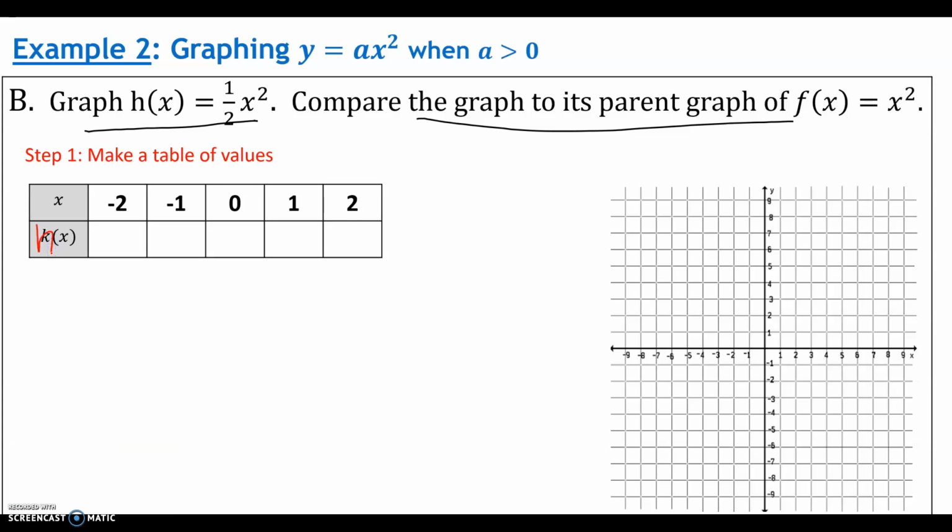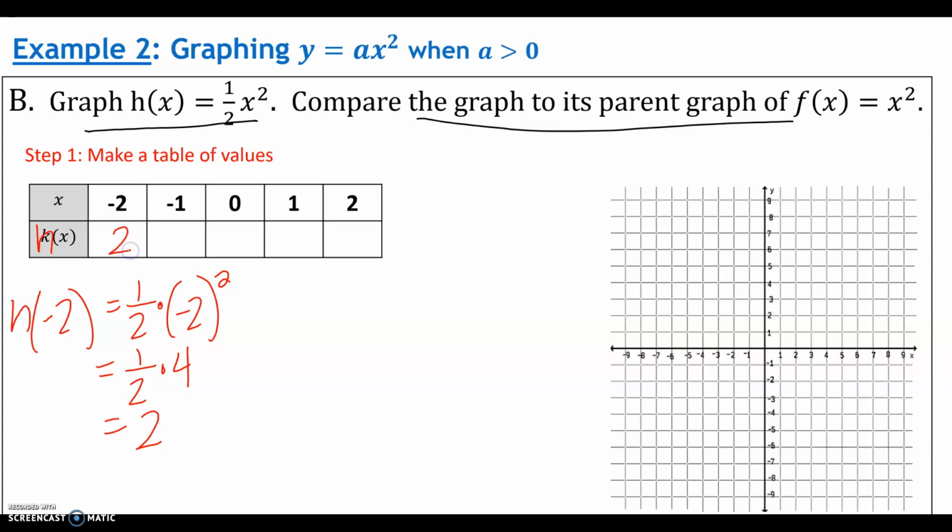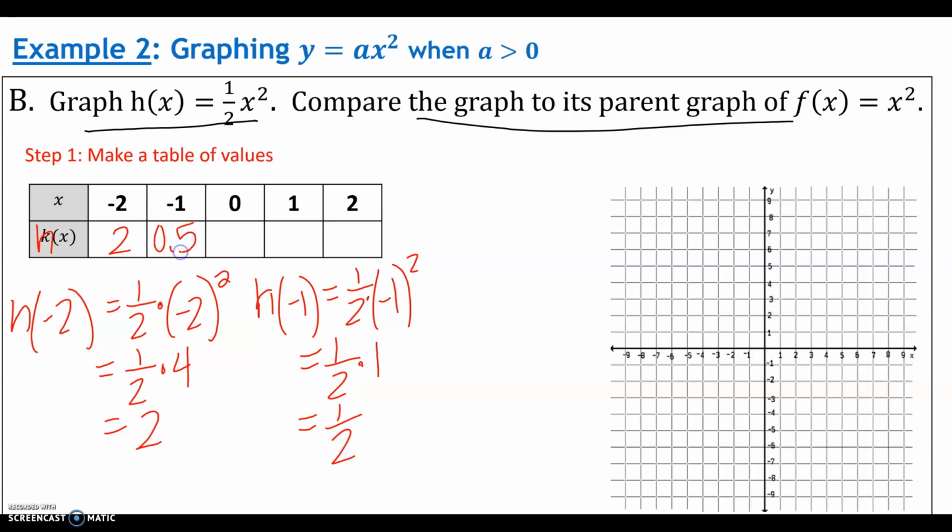So here we go. So we have h of -2 equals, we've got 1/2 times -2 squared. PEMDAS says -2 squared is 4. Half of 4 is 2. Then let's do -1. 1/2 times -1 squared. That'd be 1/2 times 1. Now, normally I'm not going to give you decimals. However, this decimal is just obviously a half. So I'm going to put 0.5.